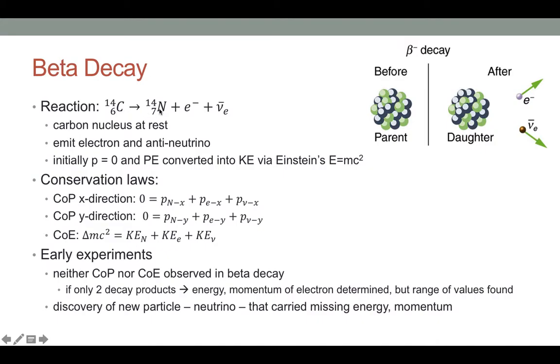If it's initially at rest, then that means the total momentum was 0, and the final momentum must add up to 0. The energy comes from some form of potential energy being converted into kinetic energy. Here it's because one of the neutrons in the carbon atom turns into a proton in the nitrogen nucleus, and the proton is a little bit lighter than a neutron. So what we're actually seeing is some mass being converted into energy via Einstein's E equals mc squared. There's where the potential energy is coming from.